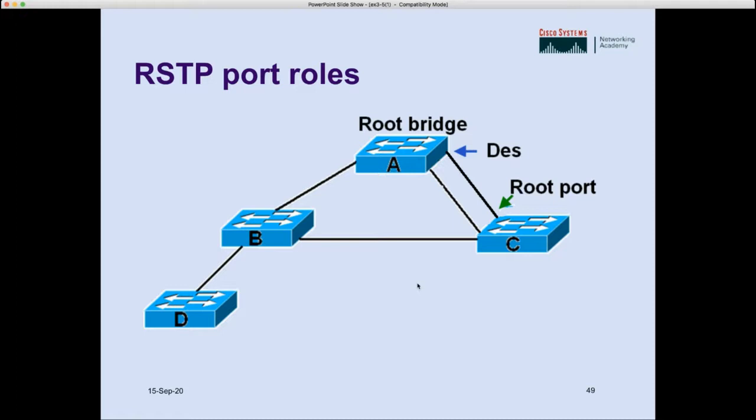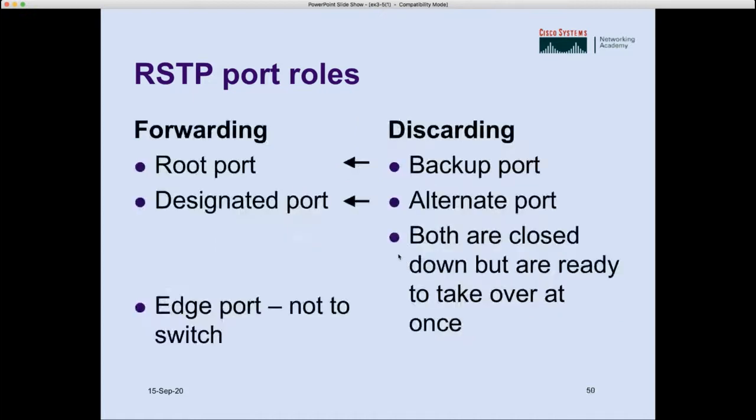So we still have our root bridge, and we still have our root ports, and we still have our designated ports. And the backup port is ready to take over if the root port fails. Okay, so forwarding: root ports and designated ports forward data. An edge port, that's spanning tree PortFast, goes to a PC that doesn't connect to another switch.